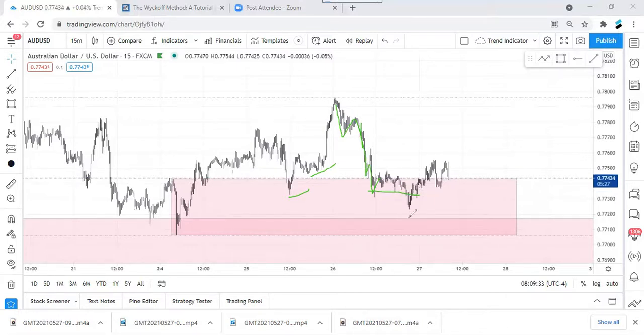Which means that it's probably accumulation. Exactly, right? They are accumulating, they are attacking all the sell side liquidity. And after that, the price move up. Before it move up, the price come back again to clear all this stop loss over here. Then price move up again.